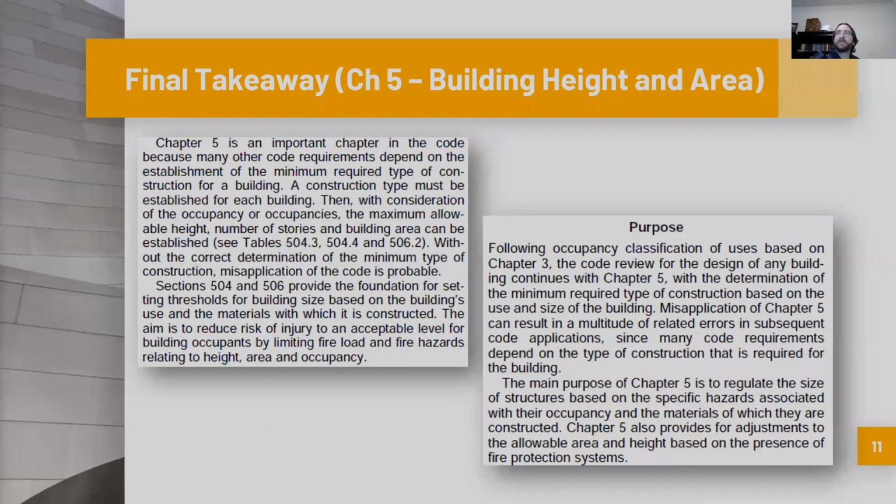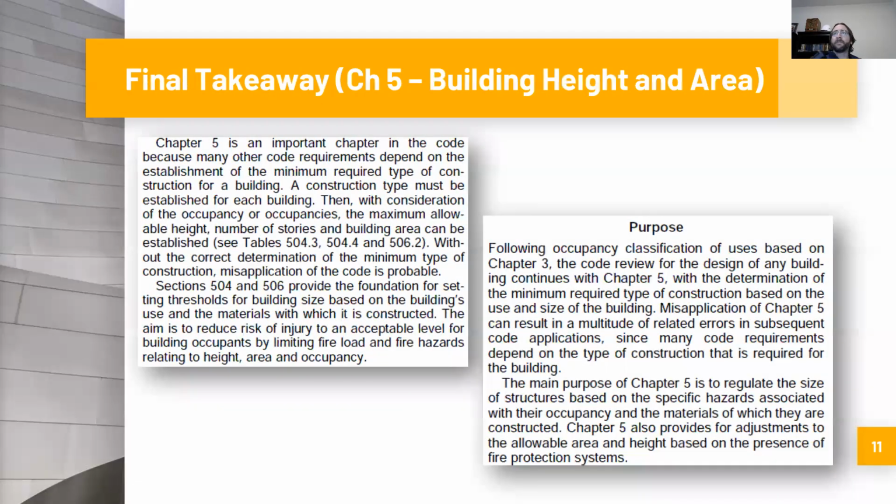Once more, let's look at the commentary. Chapter 5, building height and area. Here's what the commentary says. Chapter 5 is an important chapter in the code because many other code requirements depend on the establishment of the minimum required type of construction for the building. A construction type must be established for each building. Then, with consideration of the occupancy or occupancies, the maximum allowable height, number of stories, and building area can be established. Without the correct determination of the minimum type of construction, misapplication of the code is probable.